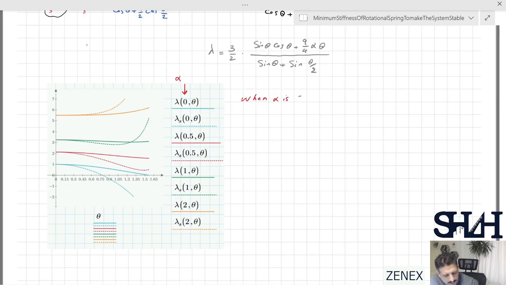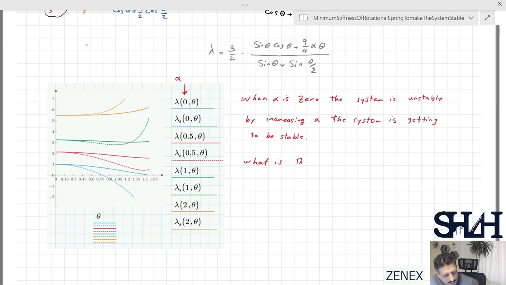When alpha is 0, the system is unstable. By increasing alpha, the system is getting to be stable. Now, what is the minimum value of alpha at which the system behavior changes from unstable to stable?